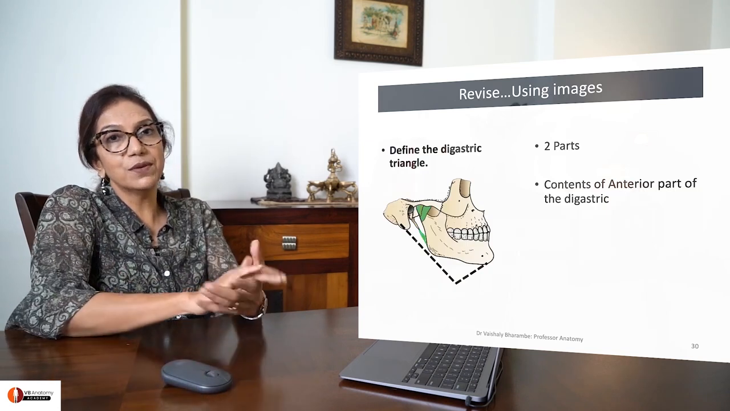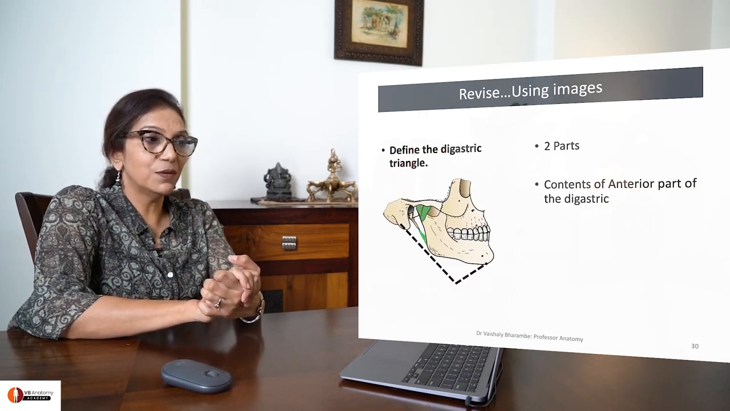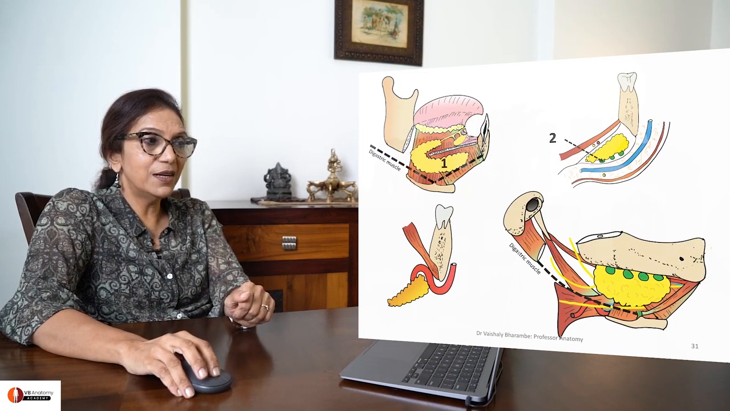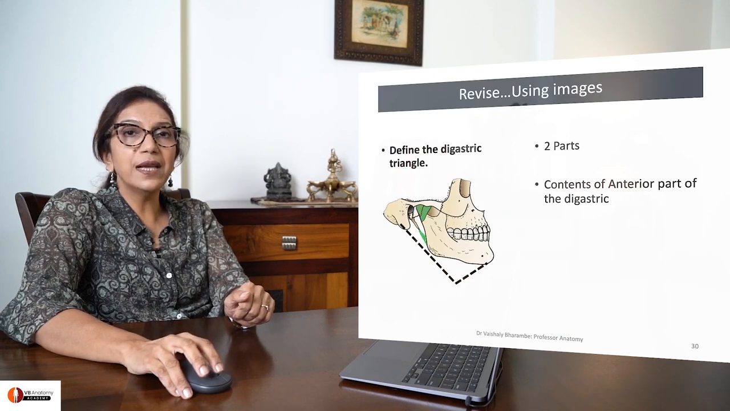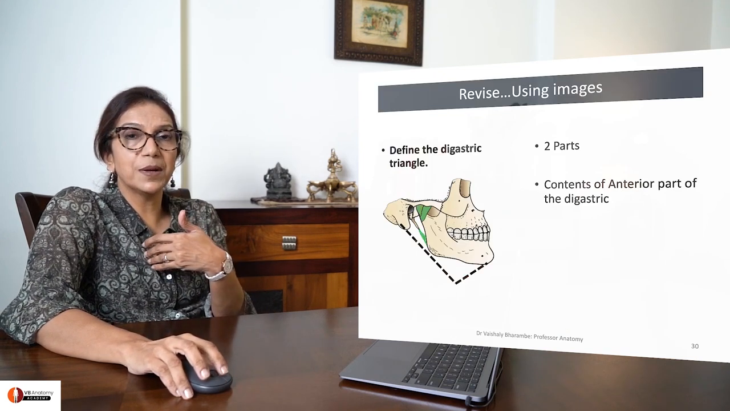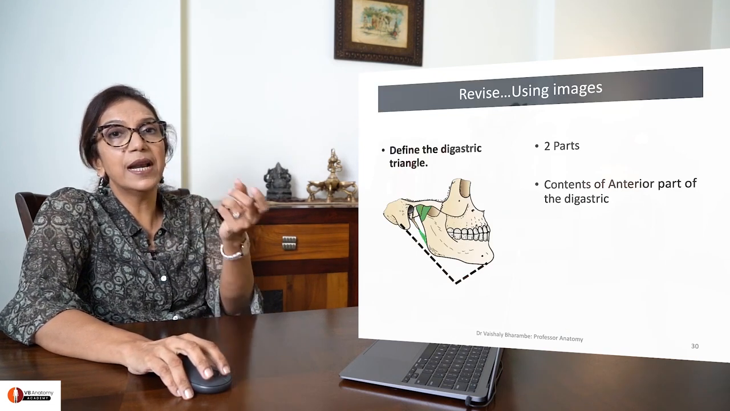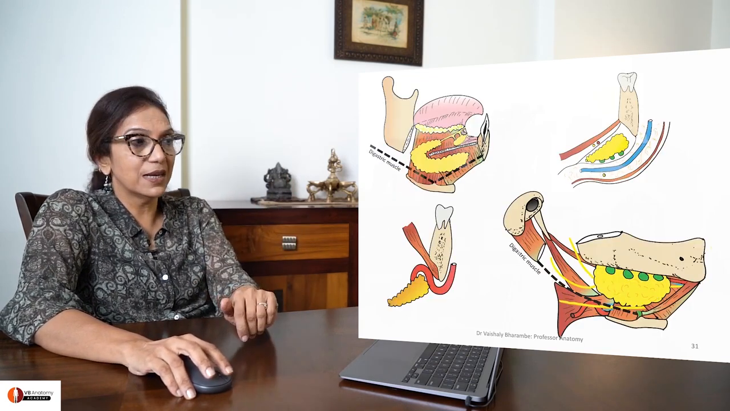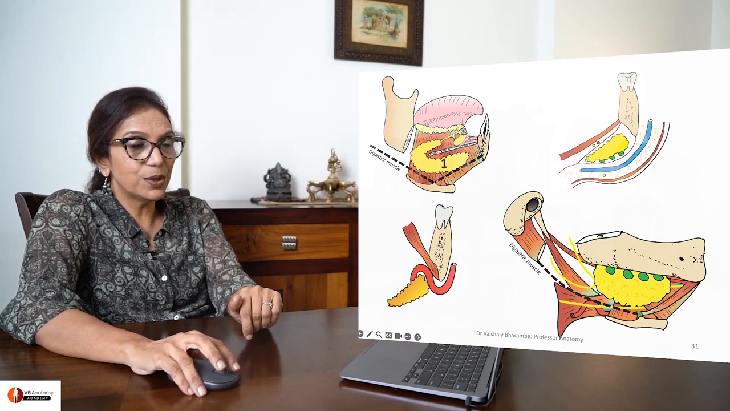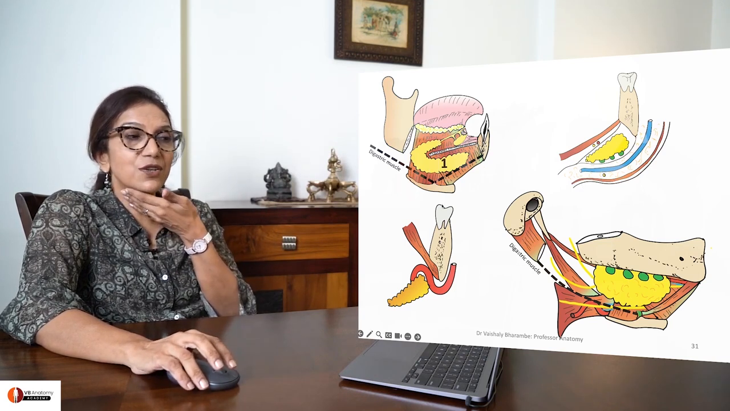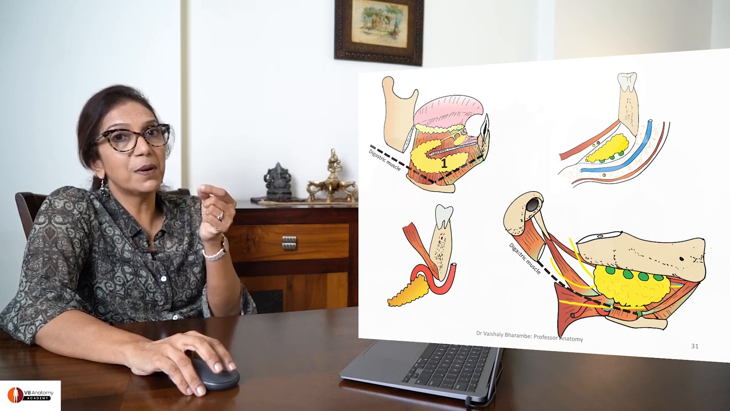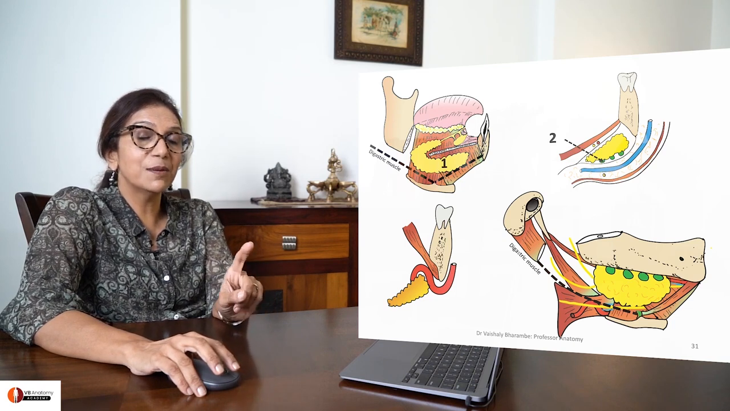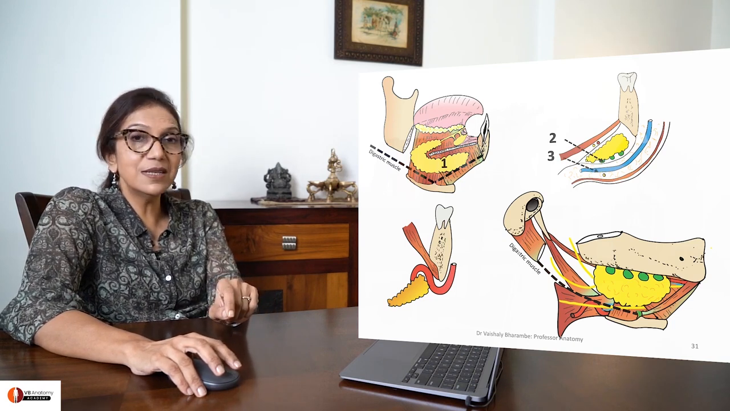Right. So let's now come to revision. We discussed how the stylomandibular ligament divided your triangle into an anterior part and a posterior part. Then we started a discussion on an anterior part of digastric triangle. Then we used a lot of images to understand. For example, this first image showed us how the digastric triangle contained superficial part of submandibular gland. It also contains, what is this? Yes, submandibular lymph nodes.